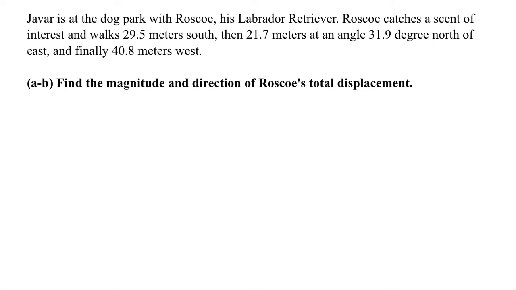Havar is at the dog park with Roscoe, his Labrador retriever. Roscoe catches a scent of interest and walks 29.5 meters south, then 21.7 meters at an angle 31.9 degrees north of east, and finally 40.8 meters west. And in this question, we're asked to solve for the magnitude and direction of Roscoe's total displacement.